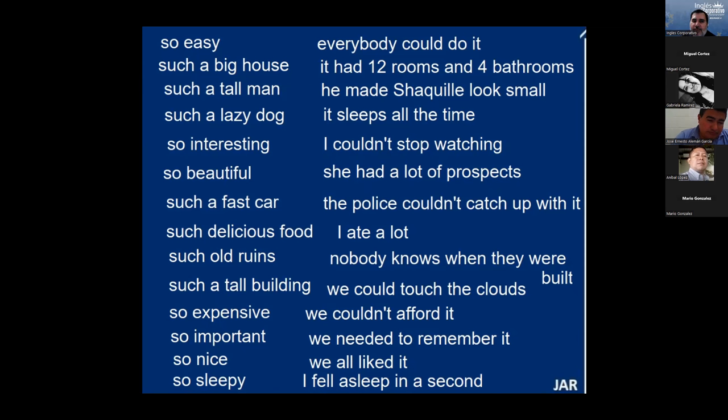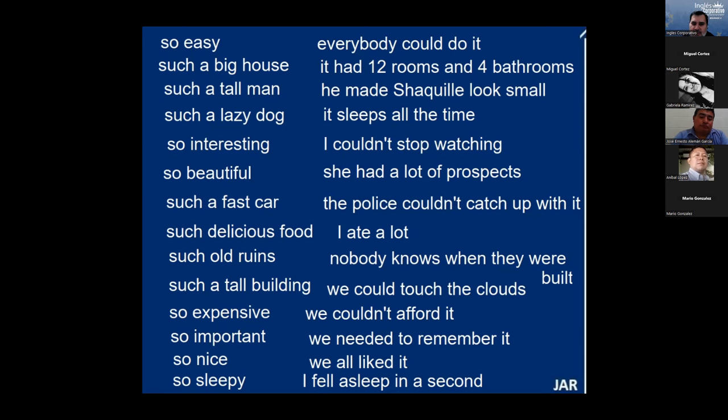Okay. It was such a big house that it had 12 rooms and 4 bathrooms. Miguel was such a tall man that he made Shaquille look small. So you can put here the complement that you want. Logical though. You can say, the Ferrari was such a fast car that the police couldn't catch up with it. Or the Honda Civic. The Honda Civic was such a fast car that the police couldn't catch up with it.